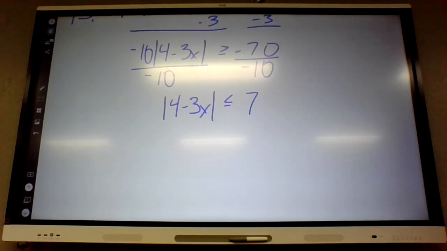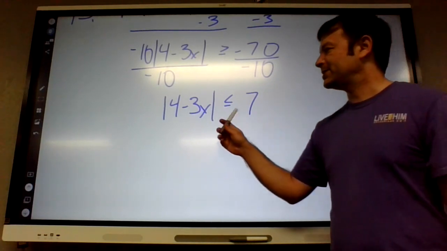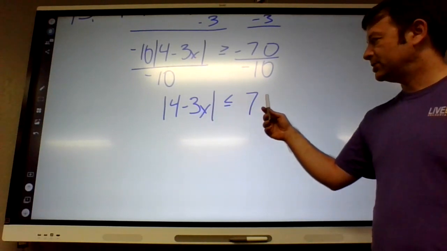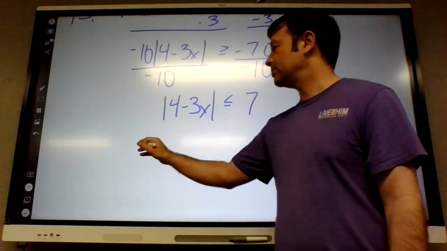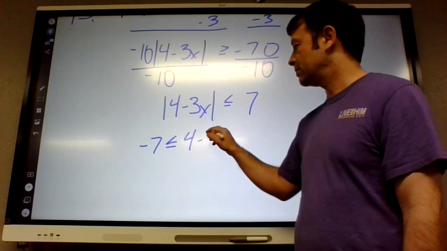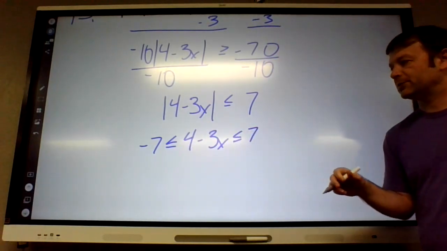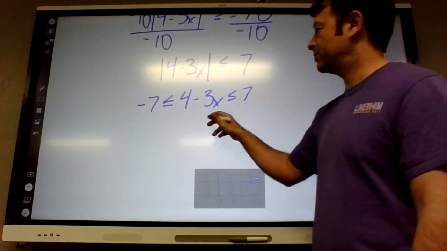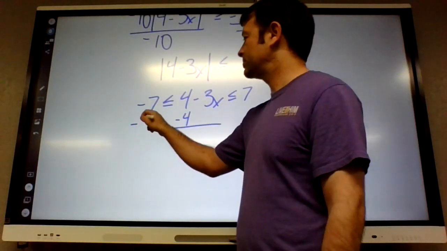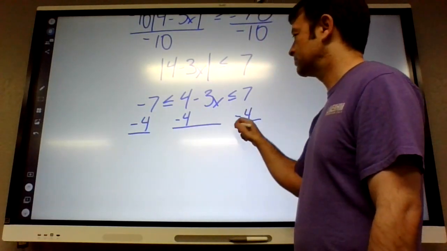Okay, here's the tricky part. You might want to use a problem of this type for your example, for your page of notes. If it's a less than, how does it set up? You set it up, basically this is going to be between 7 and negative 7. So you do negative 7, 7, like that. Does that mean you subtract 4 to both sides? Yeah. Subtract 4 to all 3 sides. Middle side. Yeah.